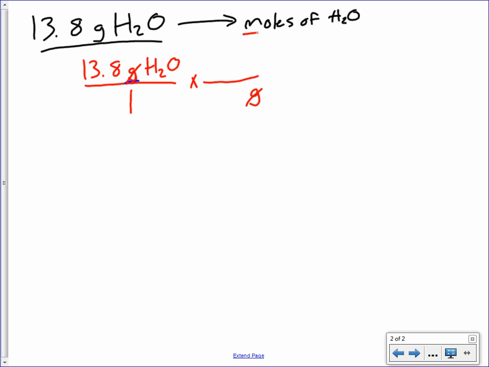And we're trying to find moles, so I'm going to put moles up here. So we're going to end up with moles. So I got my units good. Now I just need to figure out what's the ratio of grams to moles so that we can figure out our conversion factor. Now if you remember, in the last problem we calculated that the molar mass of H2O is 18.02 grams per mole.